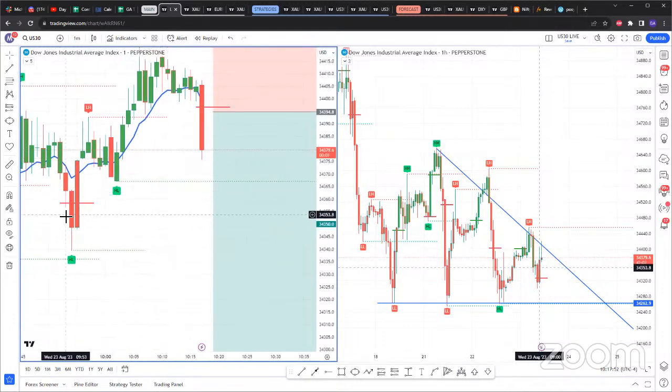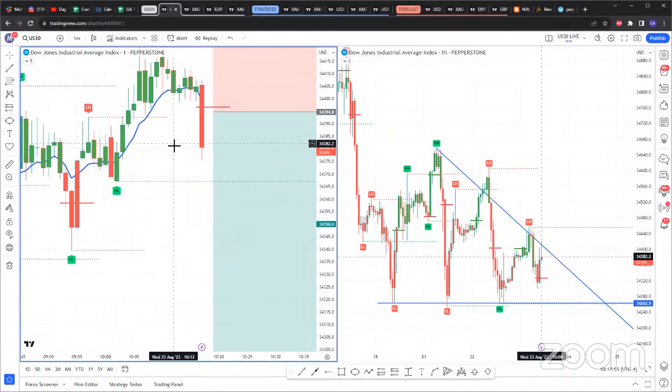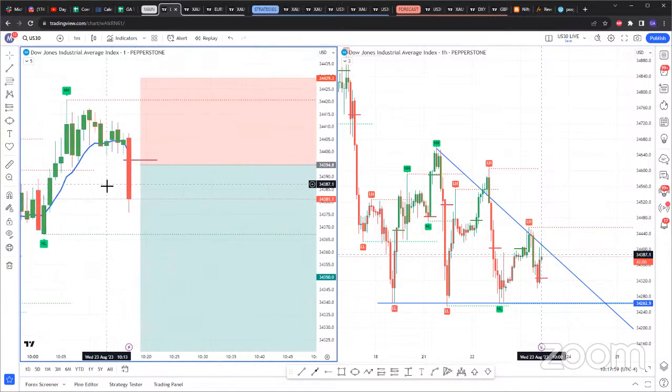So my entry is somewhere here, right? But I'd mentioned that's not an official trade. It's just a trade I'd entered after. But this is the official trade I'm looking for you guys.